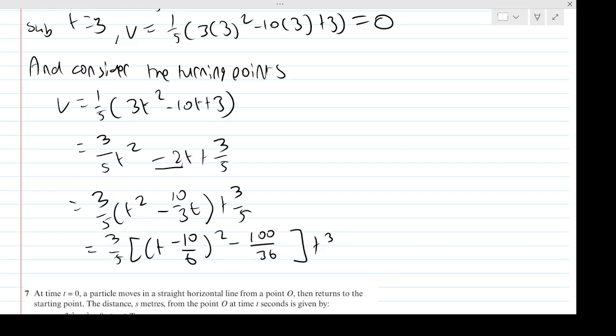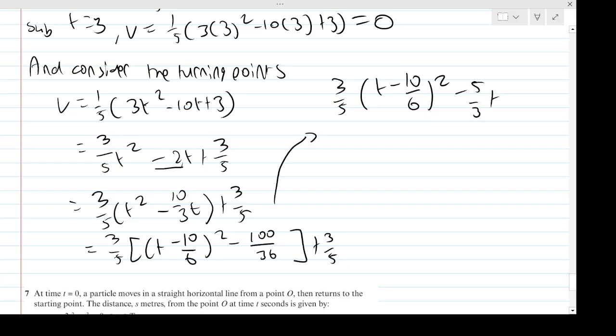And then add 3 fifths. Then if I simplify it up here, that goes to 3 fifths of, if I expand that, t minus 10 over 6 all squared, then minus 100 over 36 times 3 fifths. I get minus 5 over 3, add 3 fifths. And so that will get me v is 3 fifths of t minus 10 over 6 all squared, and then minus 5 over 3, add 3 over 5 is minus 16 over 15.